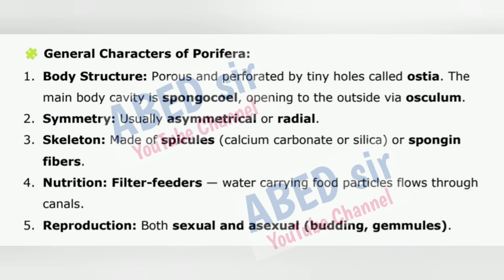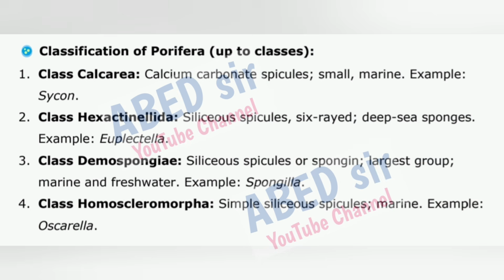1. Body structure, porous and perforated by tiny holes called ostia. The main body cavity is spongocoel, opening to the outside via osculum. 2. Symmetry, usually asymmetrical or radial. 3. Skeleton, made of spicules, calcium carbonate or silica, or spongin fibers. 4. Nutrition, filter feeders; water carrying food particles flows through canals. 5. Reproduction, both sexual and asexual, budding, gemmules.